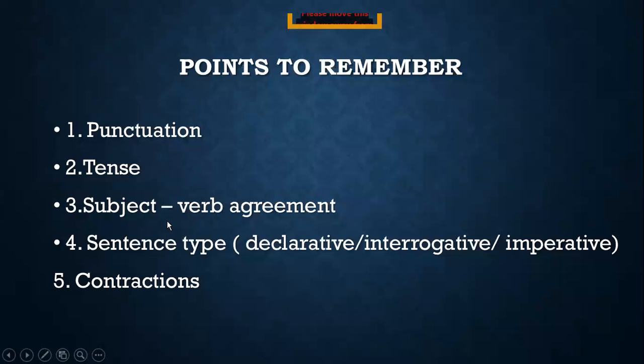It means you have to check the number of speakers, whether you're talking about a singular person or plural persons. In that case, you should keep in mind that your verb should agree with the subject. Then sentence type. It means whether it is a declarative sentence, interrogative, or imperative. That will depend upon the kind of hints you get or the kind of conversation you start. Then is contractions. As you know, there are contractions and you can use contractions in your dialogues. I hope all these tips are clear to you for the dialogue conversation, and now it will be easy for you to write dialogues.